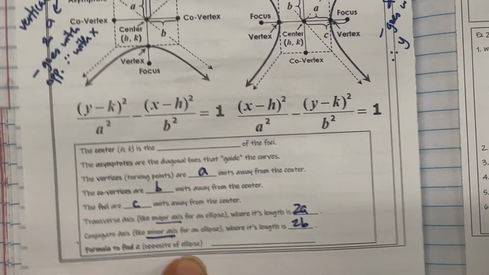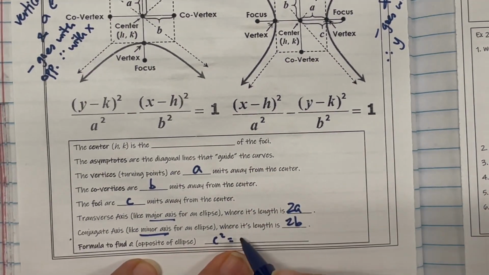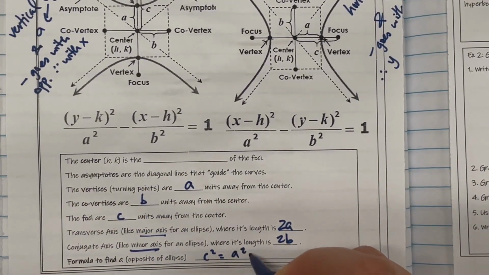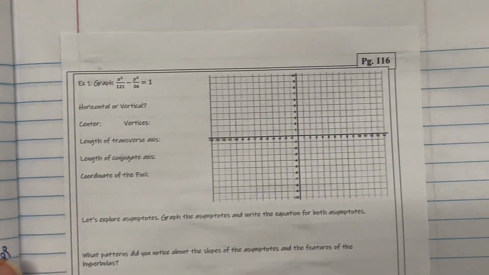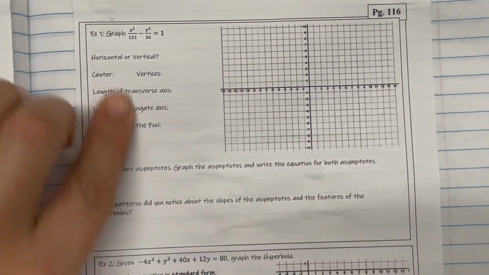All right, the formula this time to find c is the opposite of the ellipse. So instead of c squared being a squared minus b squared, it's going to be a squared plus b squared. So you do need to know the difference between the two. An ellipse is minus, a hyperbola is plus.